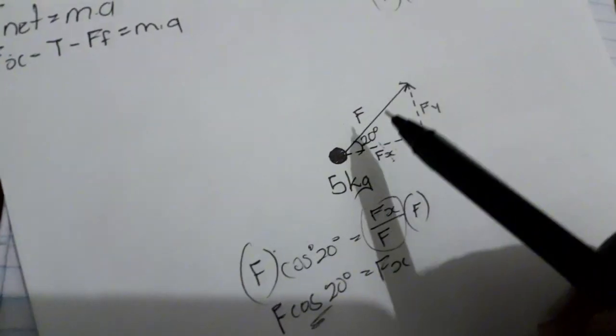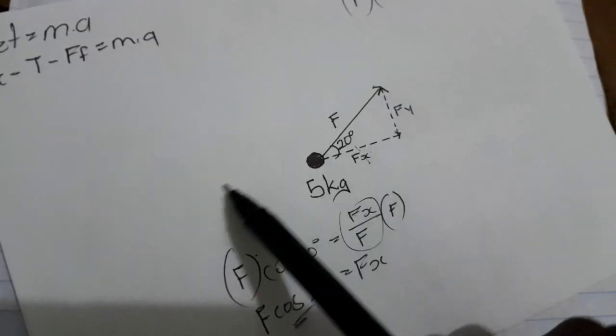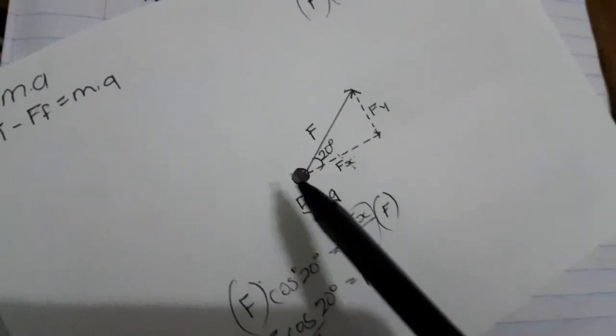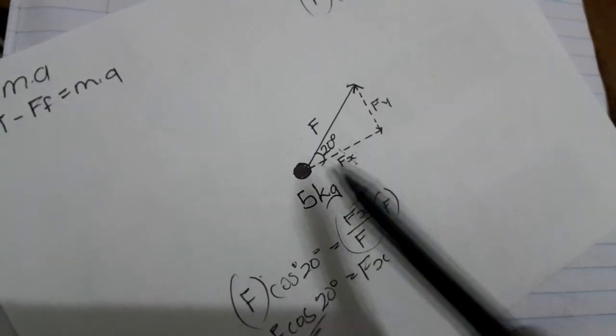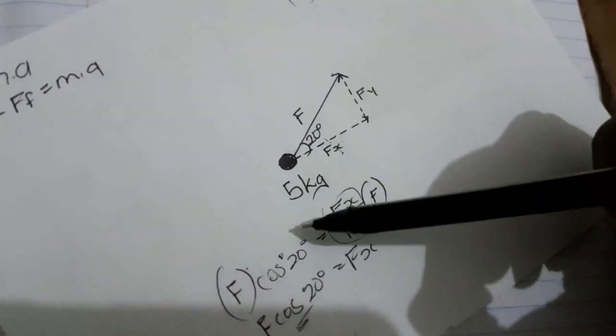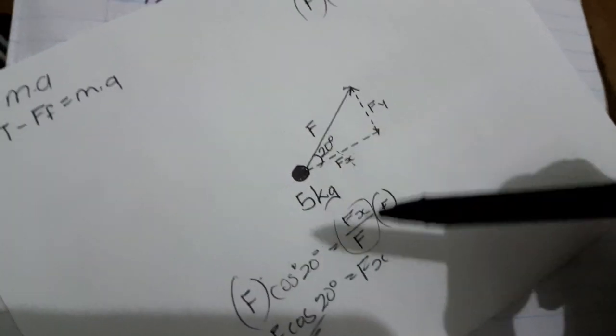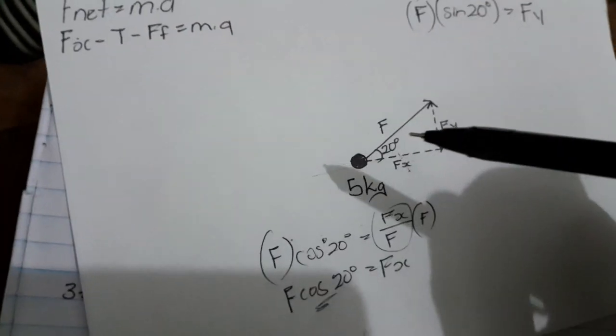Because number one, remember, F net is the sum of forces acting on an object. So we have to use the horizontal force acting on this object. Or we can also use the vertical, but I prefer we use the horizontal, because for the horizontal, we don't have many unknowns.